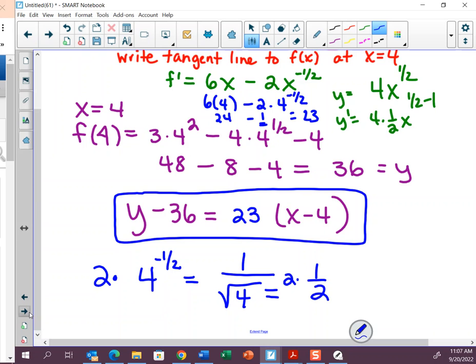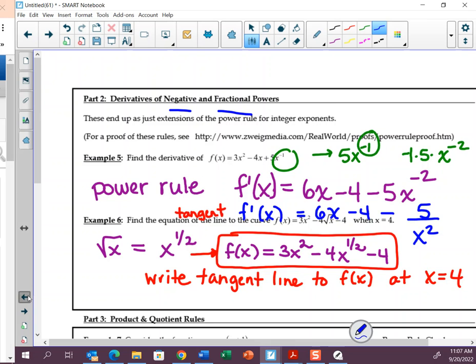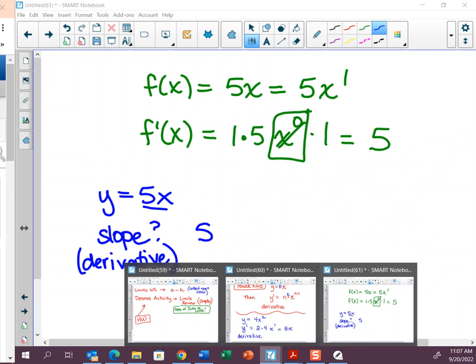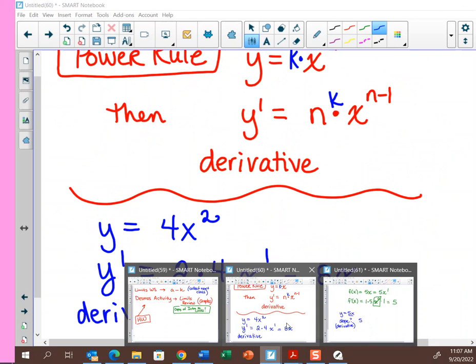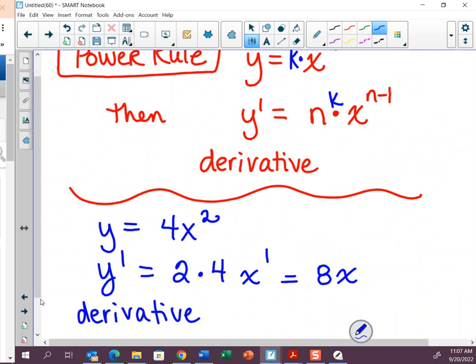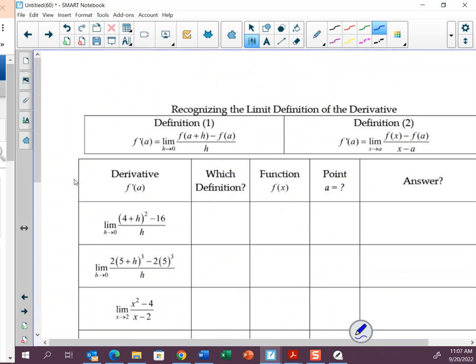Okay, so let's go back for a second, because this is going to be a good, well, not that, because that's another class. And there's where we did power rule. Okay. Remember this page?